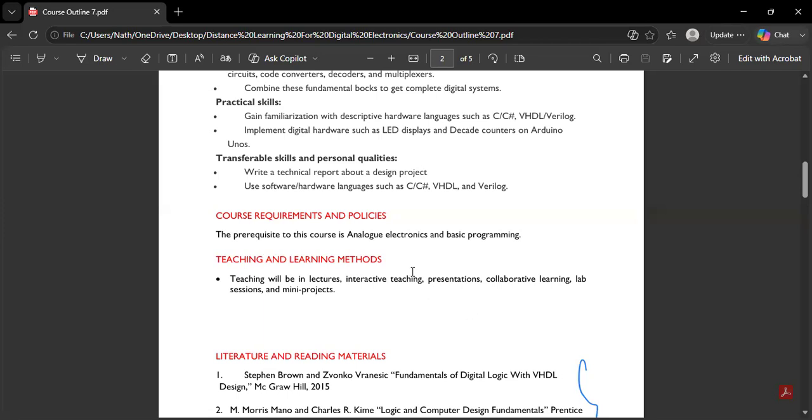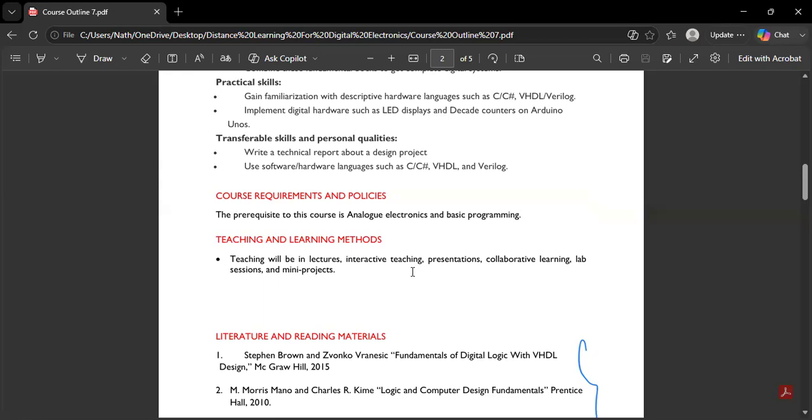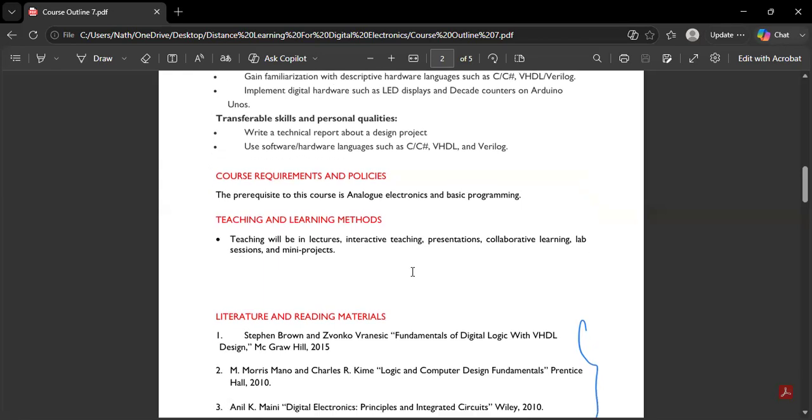Then we look at the basic programming, right? C++, I mentioned already, C++ and so on.